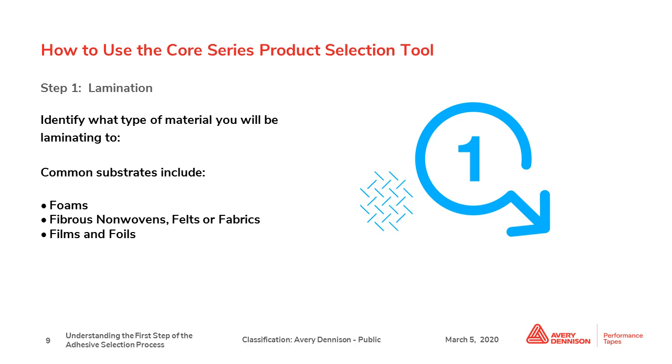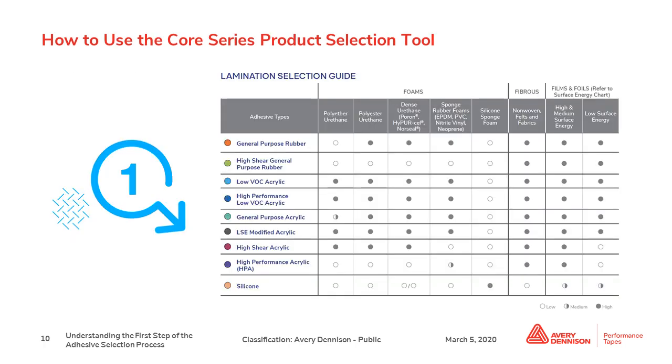So, with that, we'll move towards lamination, which is step 1. And really, that's all about identifying what type of material you will be laminating to. Okay? So this could be common materials like foams, fibrous materials, and films and foils. So in the selection tool guide, if you have that with you, you can refer to it. We have a chart here where it charts our adhesive types against the broader categories like foams, fibrous materials, films, and foils.